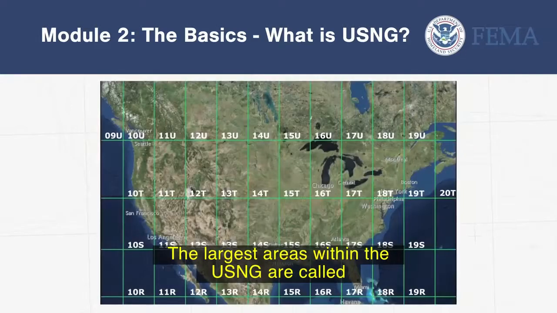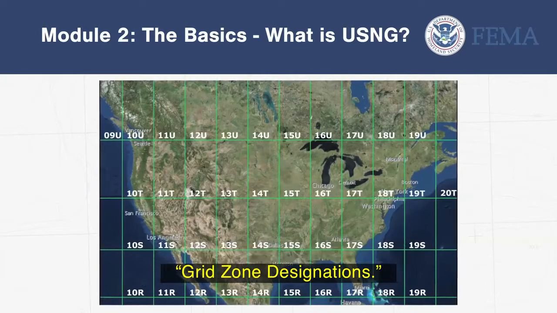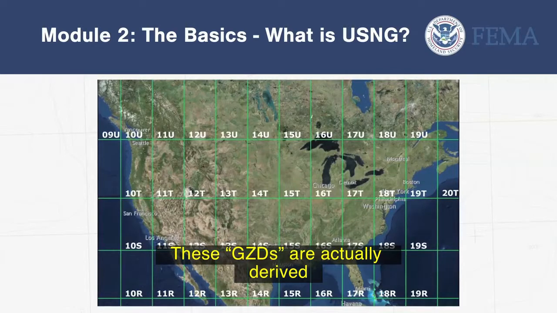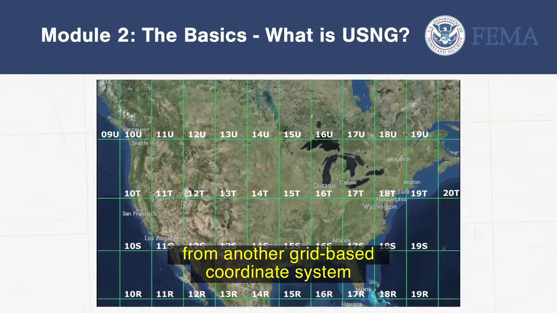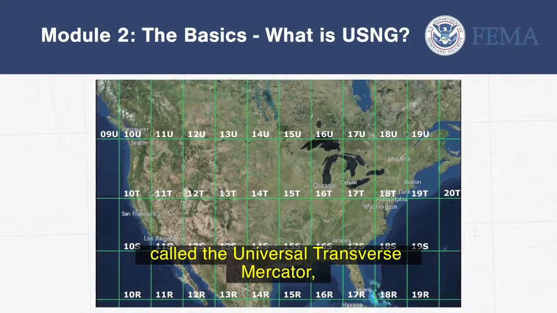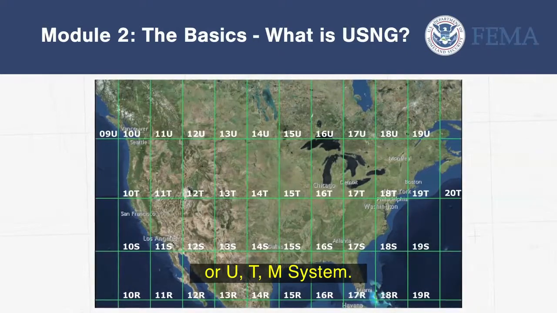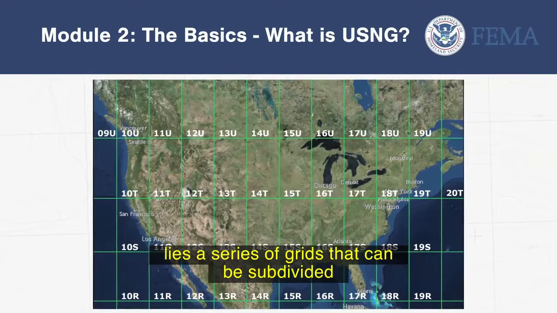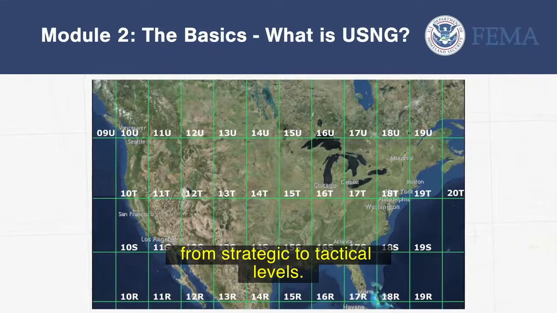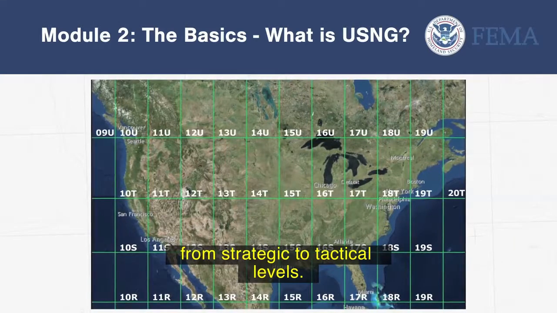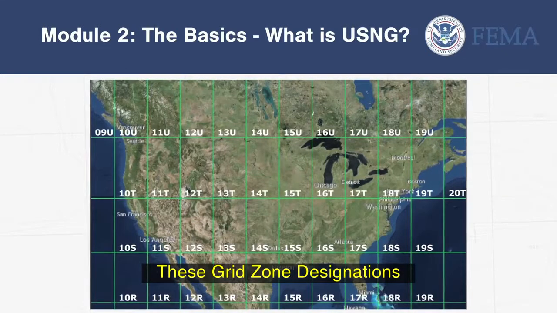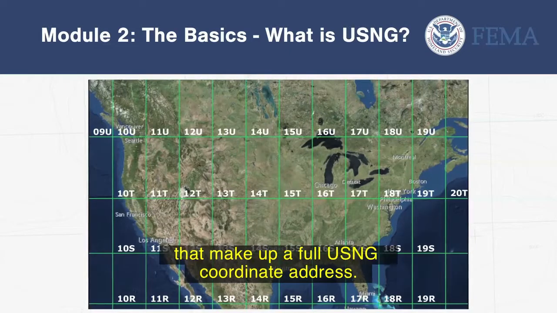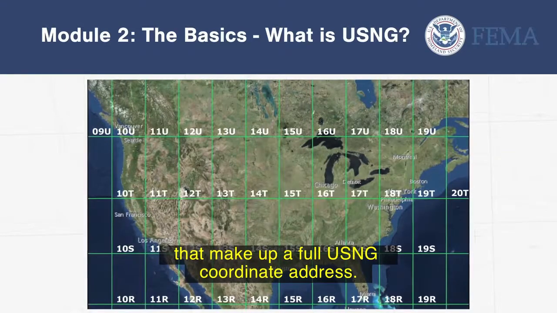The largest areas within the USNG are called grid zone designations. These GZDs are actually derived from another grid-based coordinate system called the Universal Transverse Mercator, or UTM system. Within each of these grid zone designations lies a series of grids that can be subdivided from strategic to tactical levels. These grid zone designations represent the first primary component of a series of letters and numbers that make up a full USNG coordinate address.